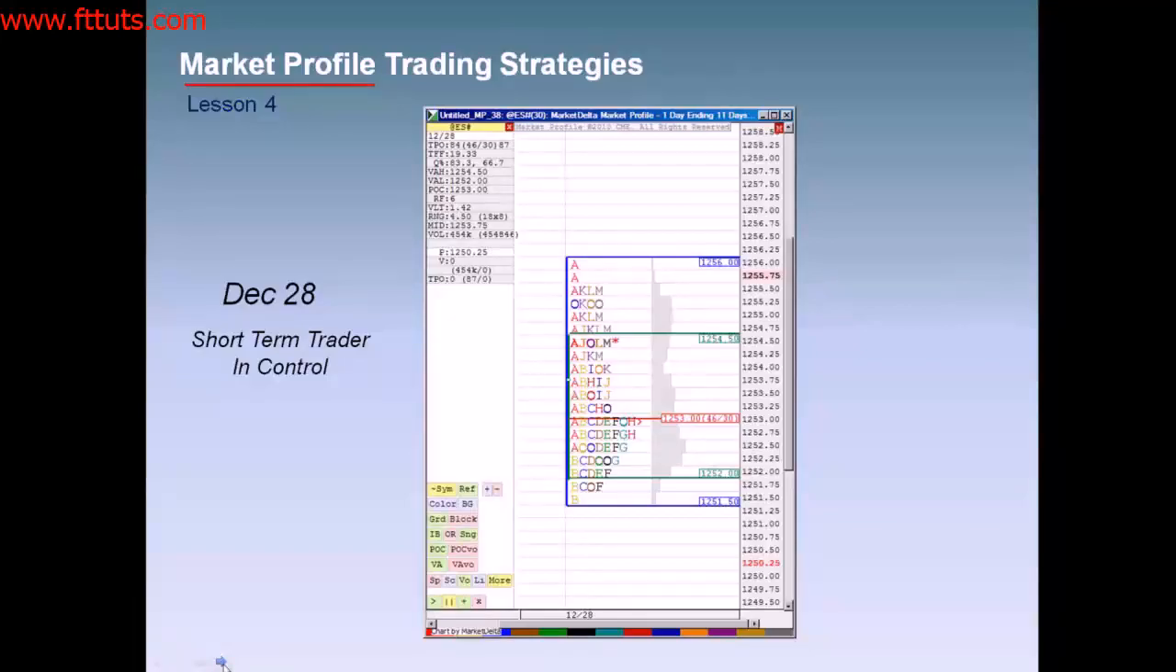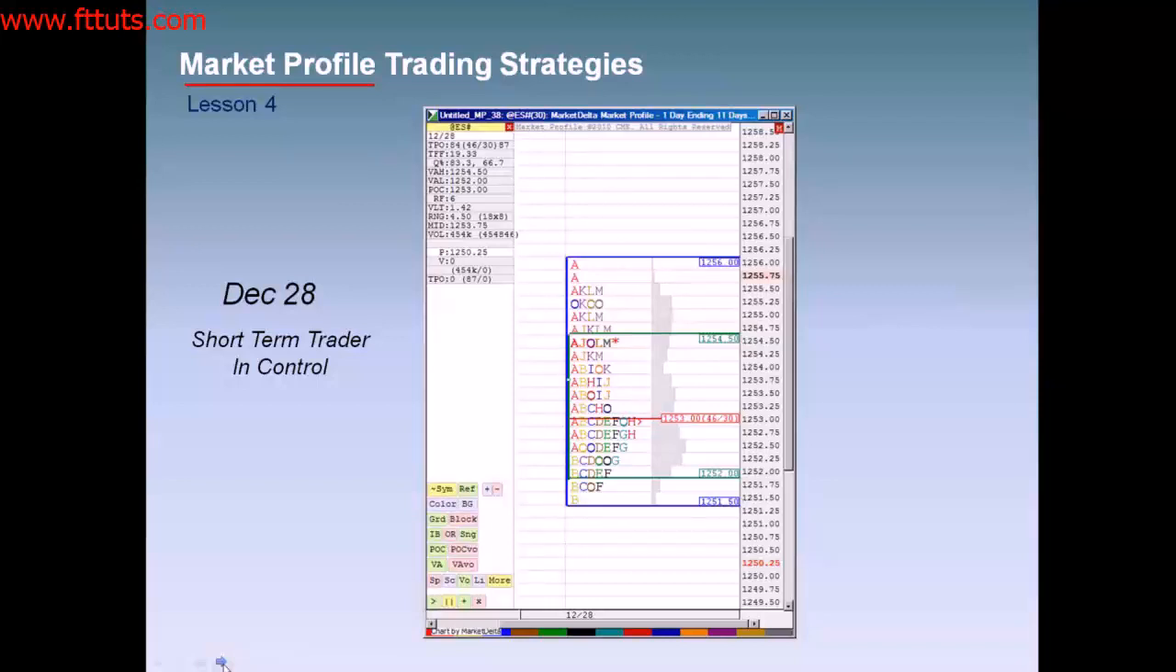Now, I know that some of this conceptual stuff seems a little dry, but when you see it in action, you'll begin to gain a better appreciation for how it works and how it actually develops in the market. So I have 3 days that we're going to look at, 3 consecutive days of ES mini trading.